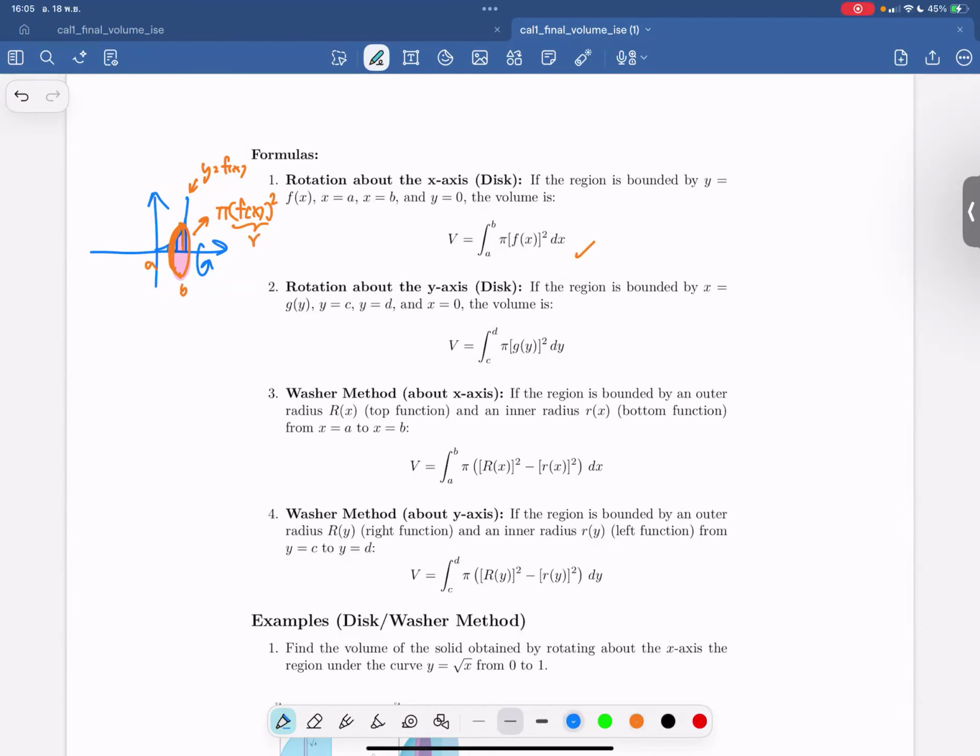Similarly for the rotation about the y-axis, you can see that the radius is actually a function of y, so the boundary is in terms of y.